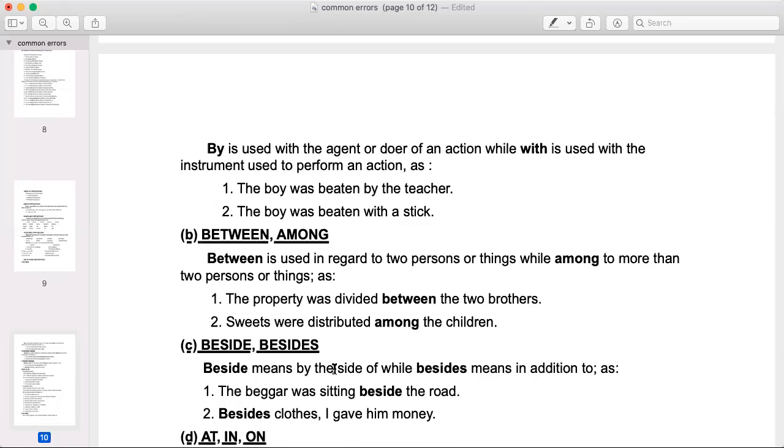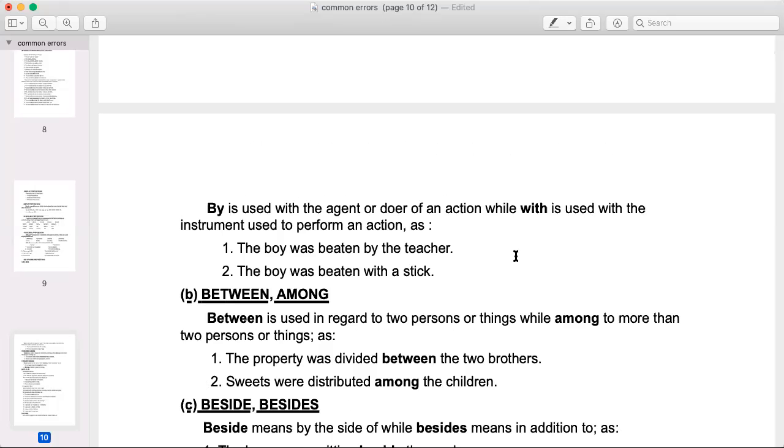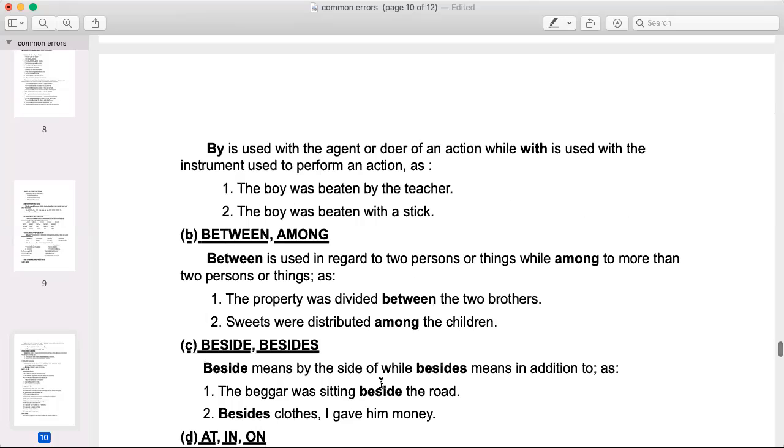Between and among. Between is used when we are talking about two persons, while among is used when we are talking about more than two persons. Like, the property was divided between two brothers. So there are two people. Sweets were distributed among the children. There were more than two people.